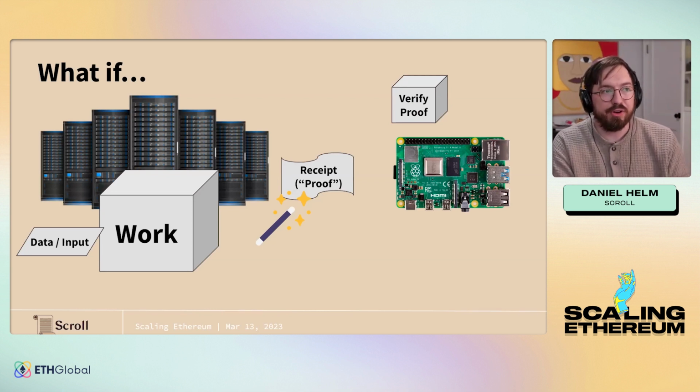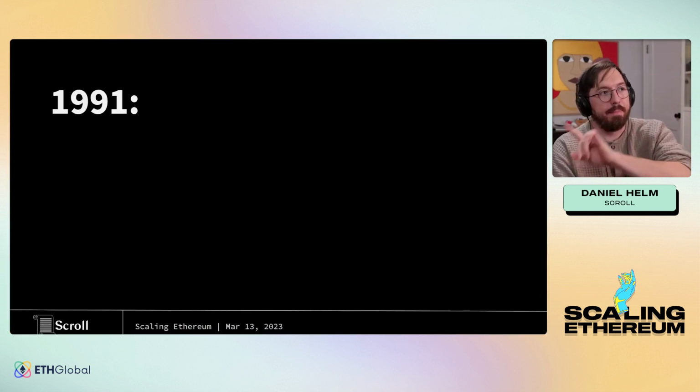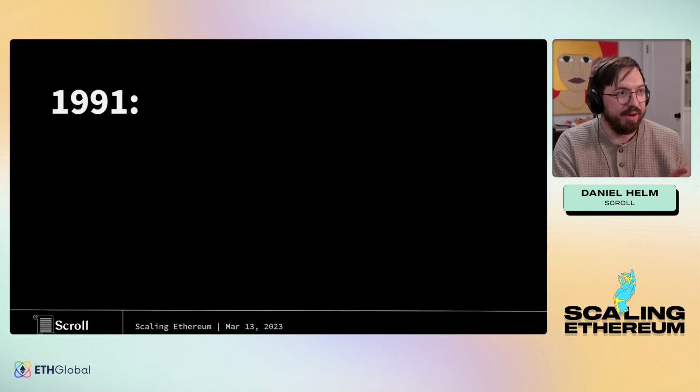So this smaller computer didn't have to go redo all the work. It maybe didn't even have to look back at the data, but somehow there was a magical incantation that could create a receipt where we were able to verify the proof and just kind of trust the output. All right, seems pretty magical, so magical that I think we'd have to use a time machine to get something like this. We'd have to take the time machine all the way back to 1991.